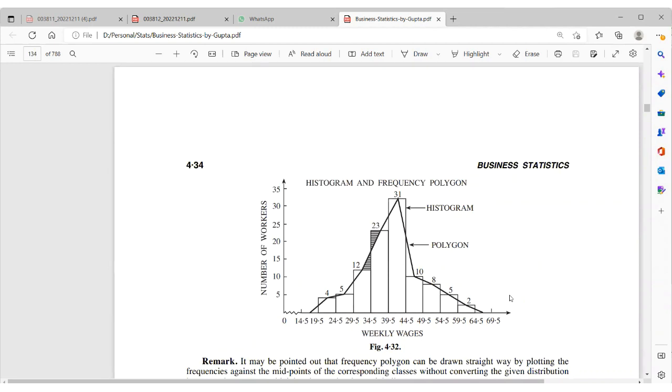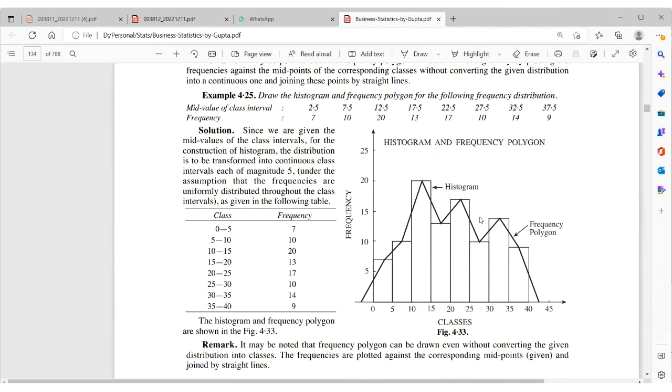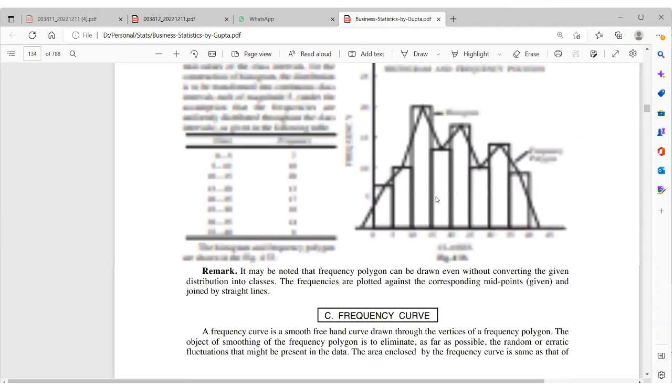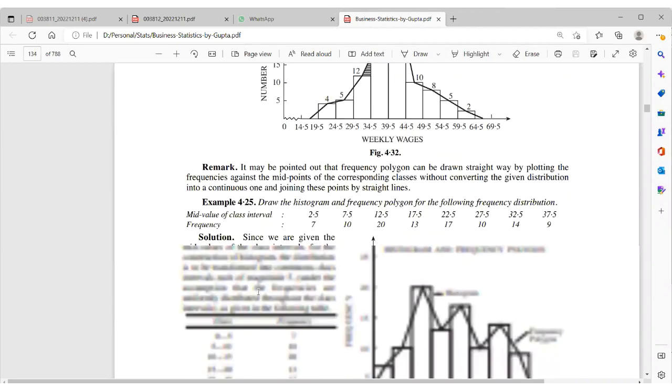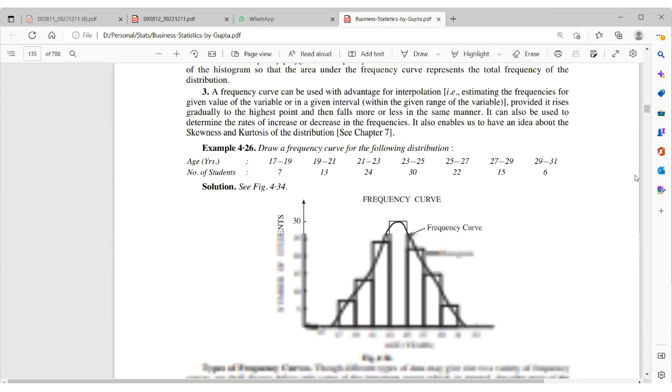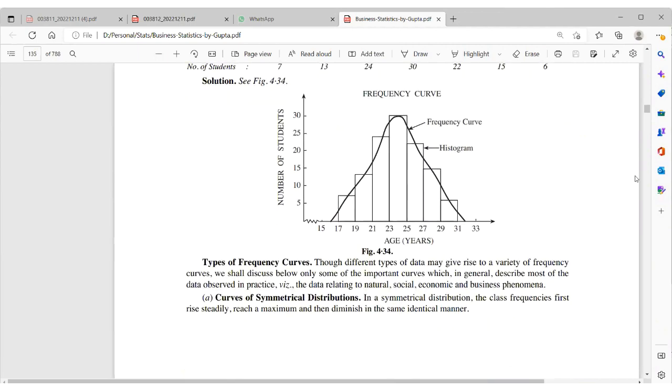Yes, sir. Fine. Now, the next one is the frequency curve. If you draw these points of the polygon with a free hand, without using the scale, that is called a frequency curve, like this. Frequency curve. Clear?